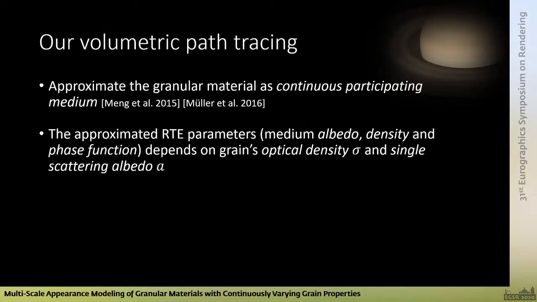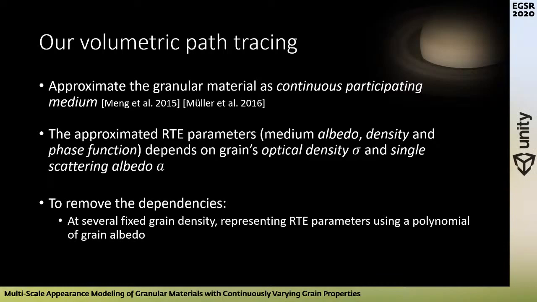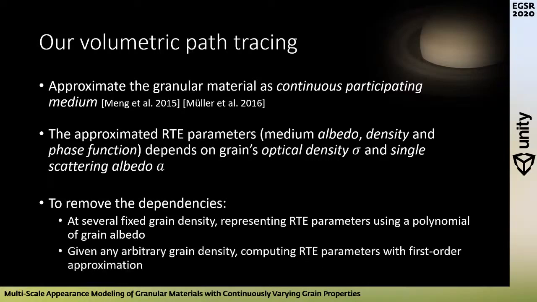Our method can also be applied to the volumetric approximation mentioned previously, where the approximated RT parameters also depend on the grain's optical density and albedo. Similar to the GSDF pre-computation we just discussed, to remove such dependencies, we represent the RT parameters using a polynomial of grain albedo at several fixed grain densities. Then, given any arbitrary grain density, the RT parameters can be computed using a first-order approximation.